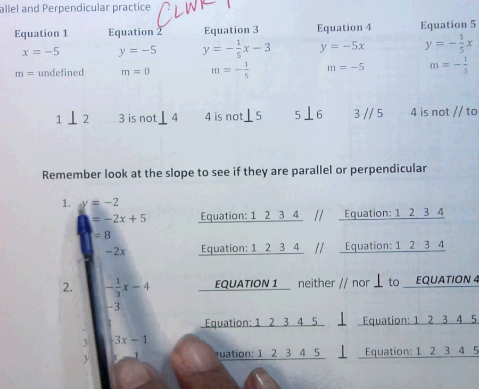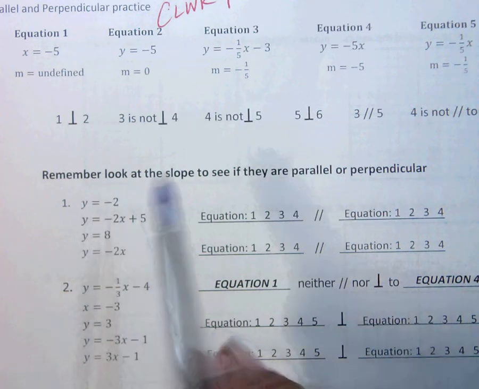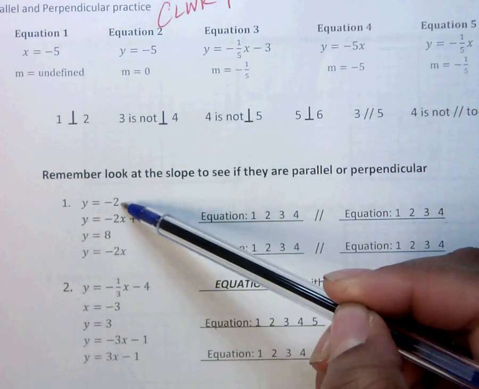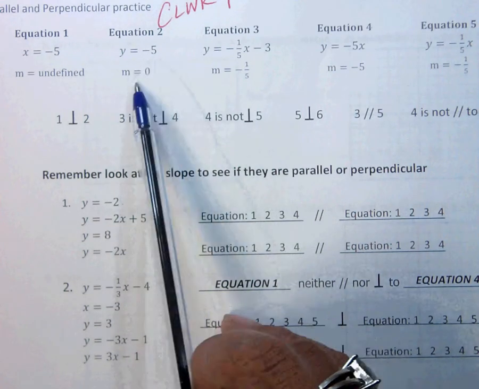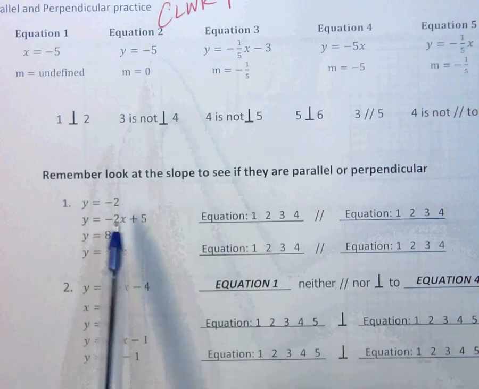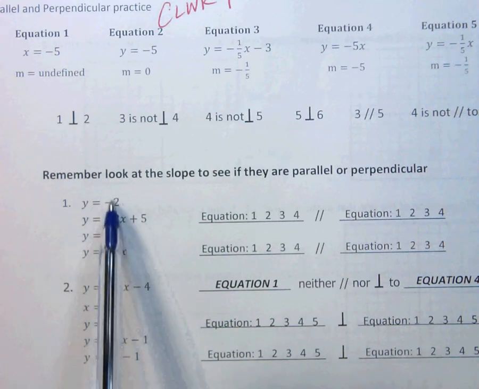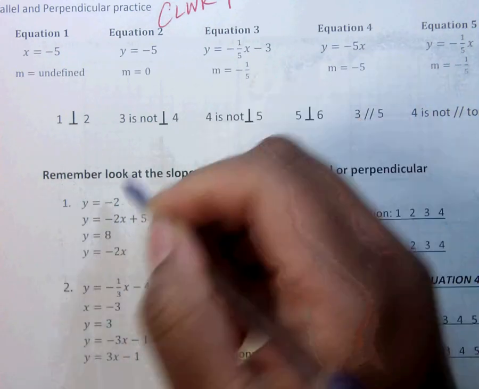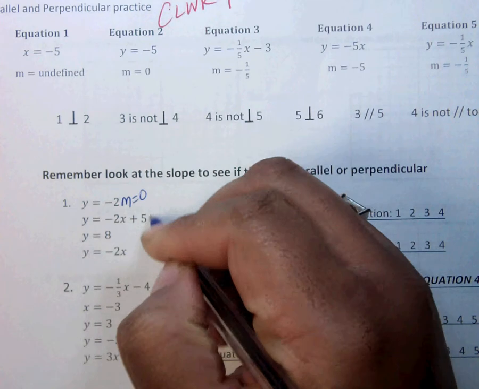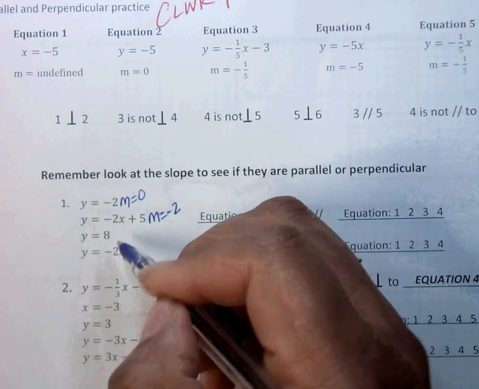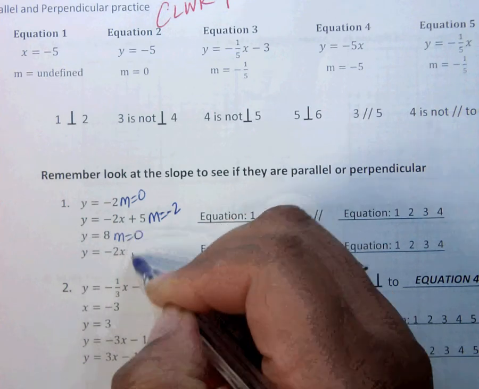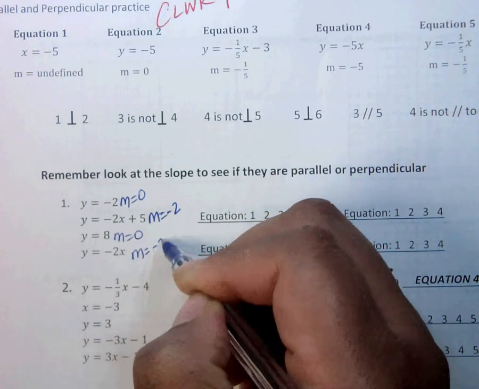Number 1, y equals -2. It does not have an x on it. Therefore, the slope is 0. Just like here. The slope is 0. Not -5, not -2. These two do not have the same slope. This has a slope of 0. This has a slope of -2. This has a slope of 0. This has a slope of -2.